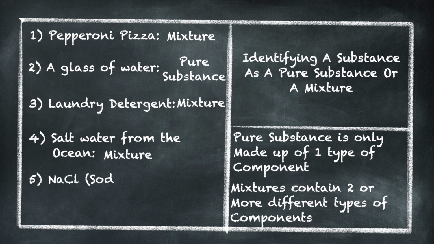Substance 5, sodium chloride, also known as table salt. Though salt consists of 2 different types of elements, sodium and chlorine, they are bound together to form a single compound. Because this compound is universal throughout all table salt, the sodium chloride is considered a pure substance.